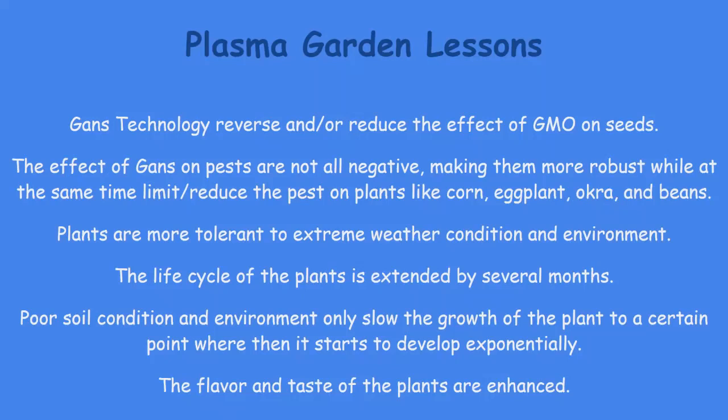The life cycle of the plant is extended by several months. Poor soil condition and environment only slow the growth of the plant to a certain point, where it then starts to develop exponentially. The flavor and taste of the plants are enhanced.